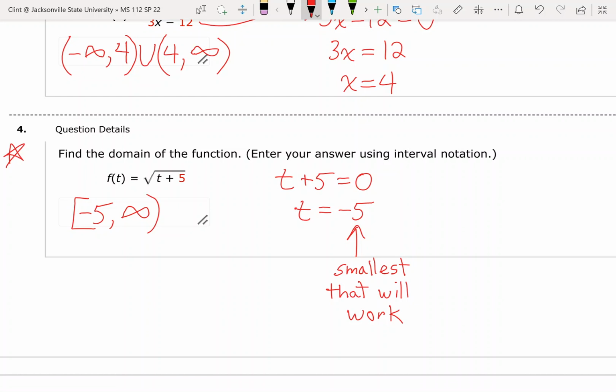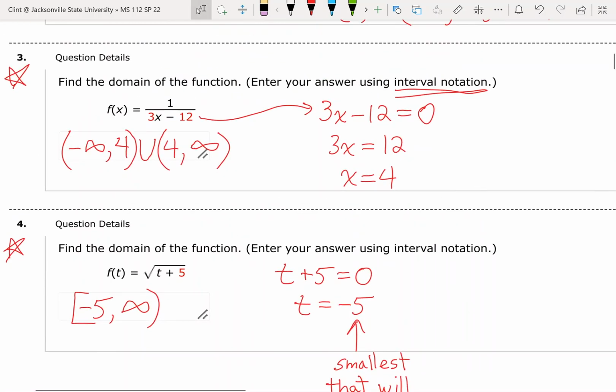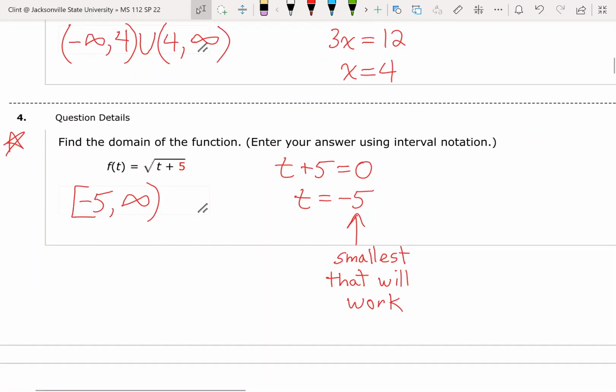Questions on that one? Yep. Anything smaller than negative 5, we've got to throw out, because all these would give us negative numbers. But from negative 5 up, all that works. The difference on the other one is that anything smaller than 4 works and anything bigger than 4 works. So we've got some numbers on both sides of 4. But here we only care about the stuff that's on the right side of negative 5. Yeah. It's a good question.